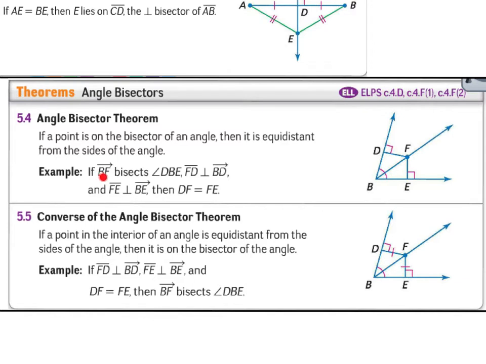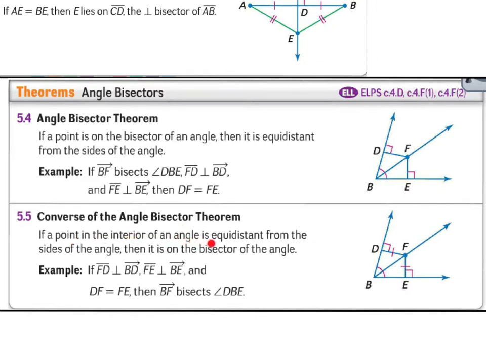So if ray BF bisects angle DBE and FD is perpendicular to BD, then FE is perpendicular to BE and DF equals FE. So here we have an angle bisector and we have these perpendicular lines. These lines DF and FE would be congruent, and then of course, since it was an angle bisector, these little angles here are congruent.